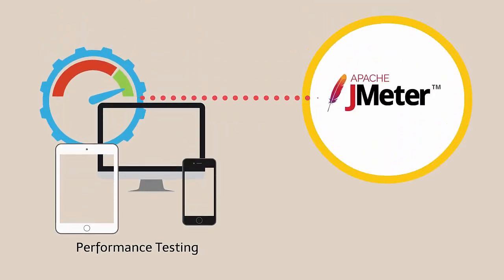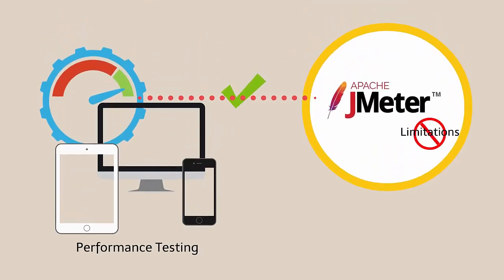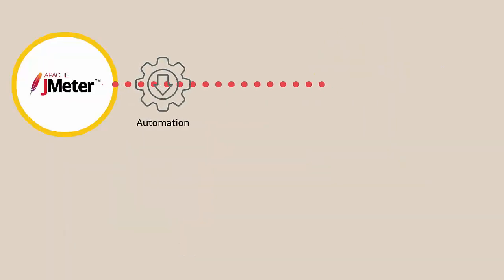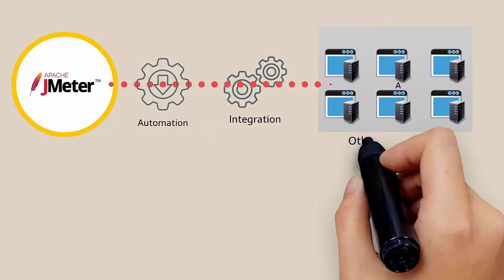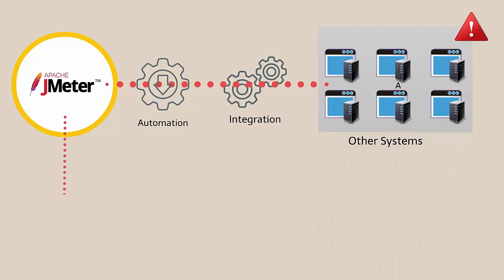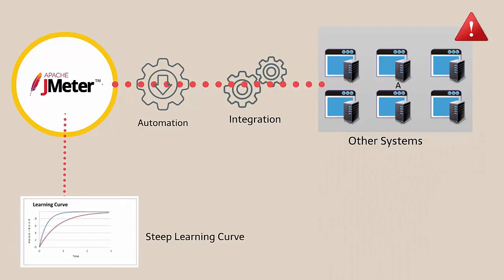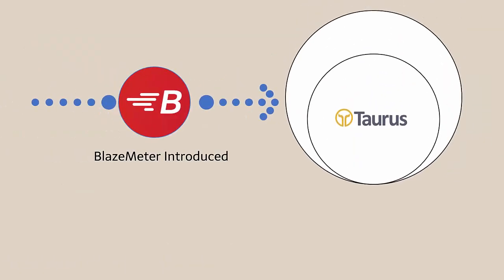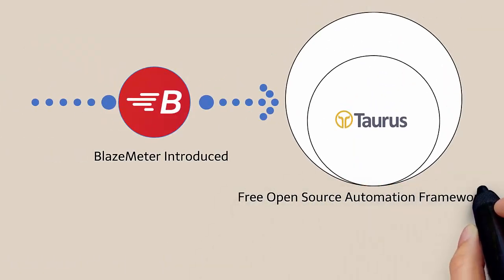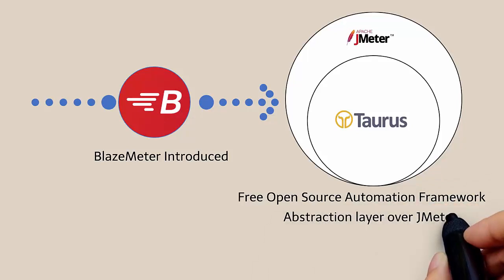When it comes to performance testing, JMeter is fantastic but not perfect. Automation and integration with other systems can be a pain, and the tool itself comes with a steep learning curve. Hence, BlazeMeter introduced Taurus, a free and open source automation framework, which is basically an abstraction layer over JMeter.